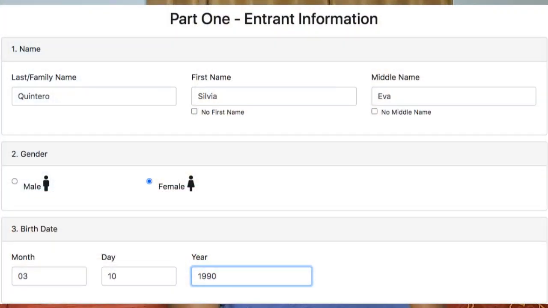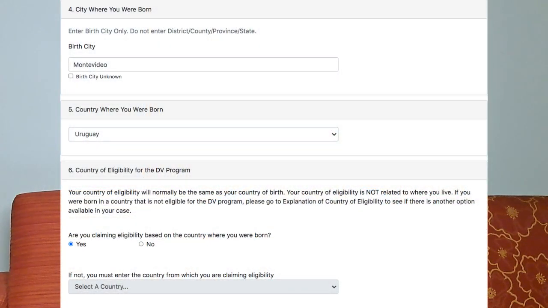And also make sure that everything is correct, because if you make one mistake, you do not want to be disqualified or rejected. Who wants to be rejected? You're also going to find they'll ask about your gender, male or female. Then they'll ask about the date of birth, the city where you were born, the country where you were born. If you're living in Lusaka but were born in Kasama, you indicate Kasama. So all the information that's on the passport. And then the country of eligibility for the DV program, which is still Zambia.